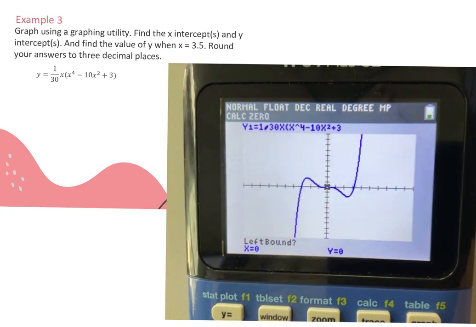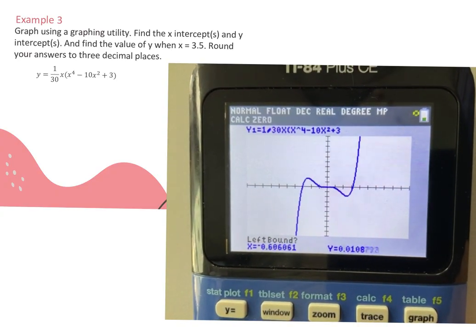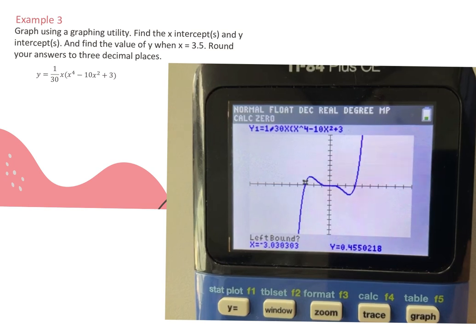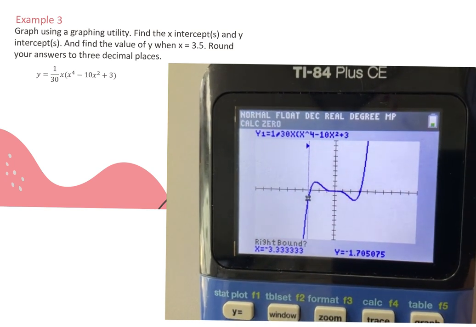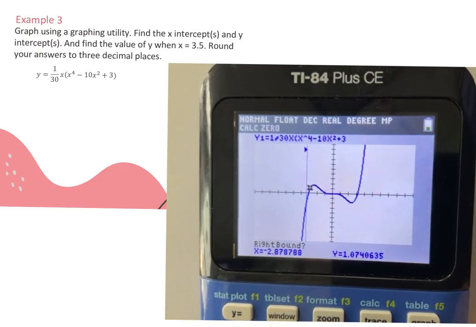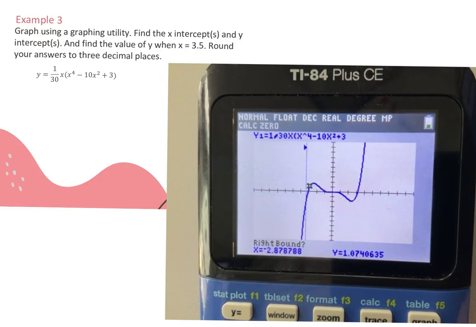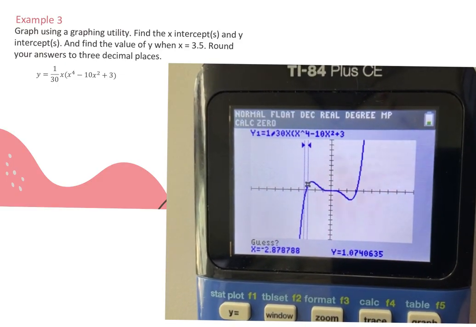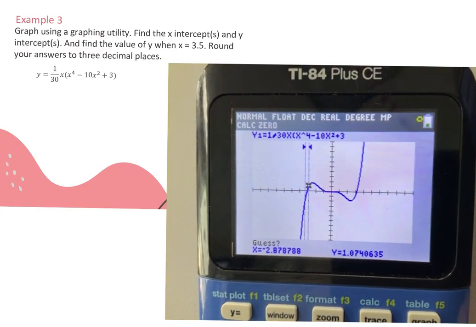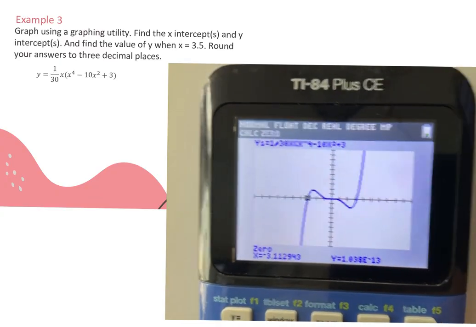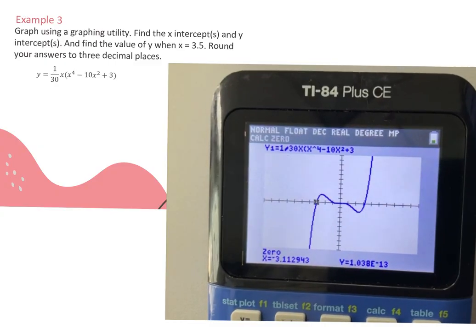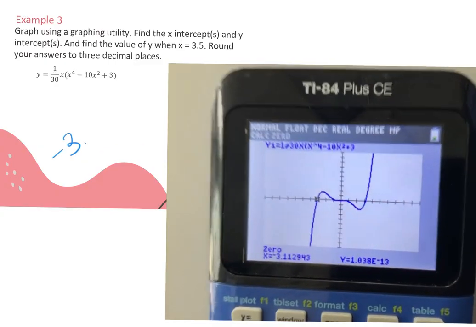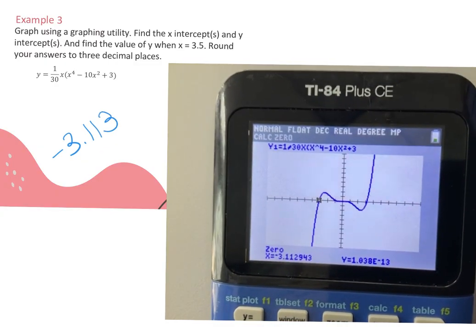Now, notice the question on the bottom says left bound. So I'm going to go left of the first time it crosses the x-axis. And I'm going to hit enter. Then I'm going to go to the right of the first time it hits the x-axis, and I'm going to hit enter. And then it says, are you ready for me to guess? And I am, so I'm going to hit enter again. And my first 0 is negative 3.1129. So I'm going to say negative 3.113.